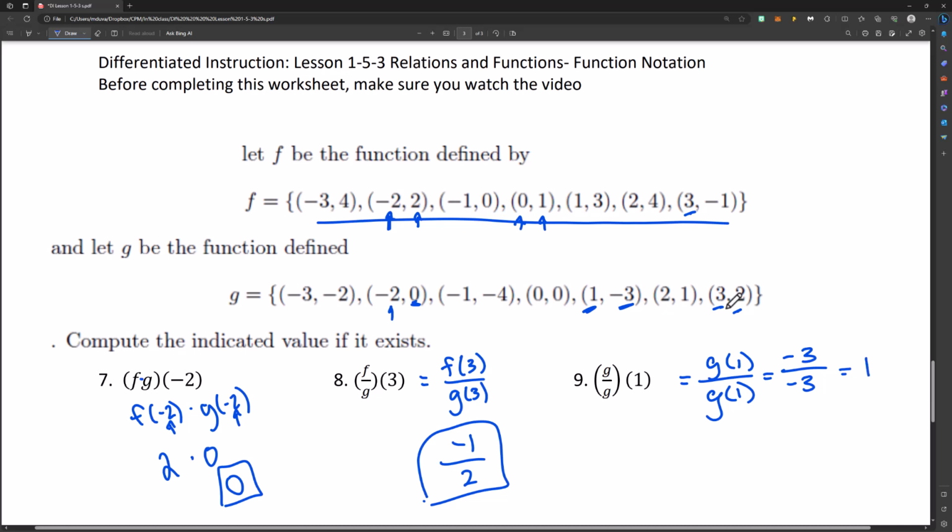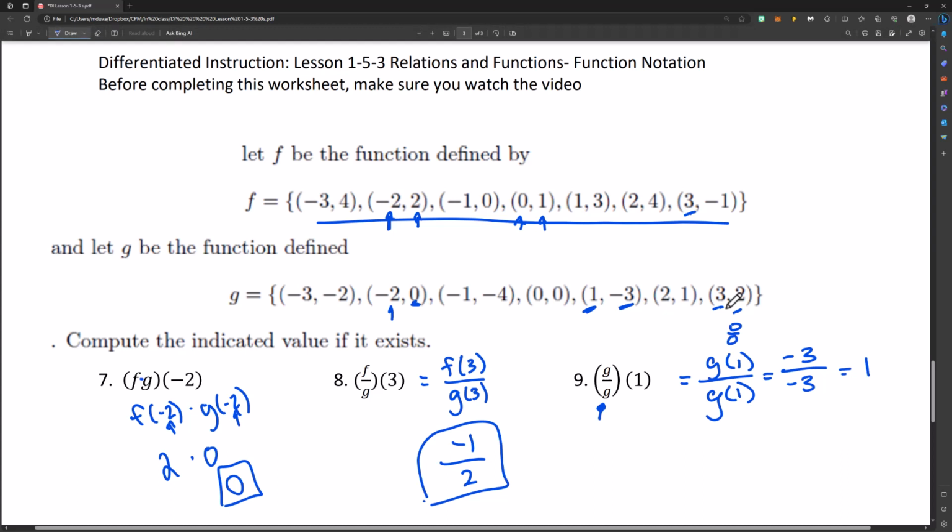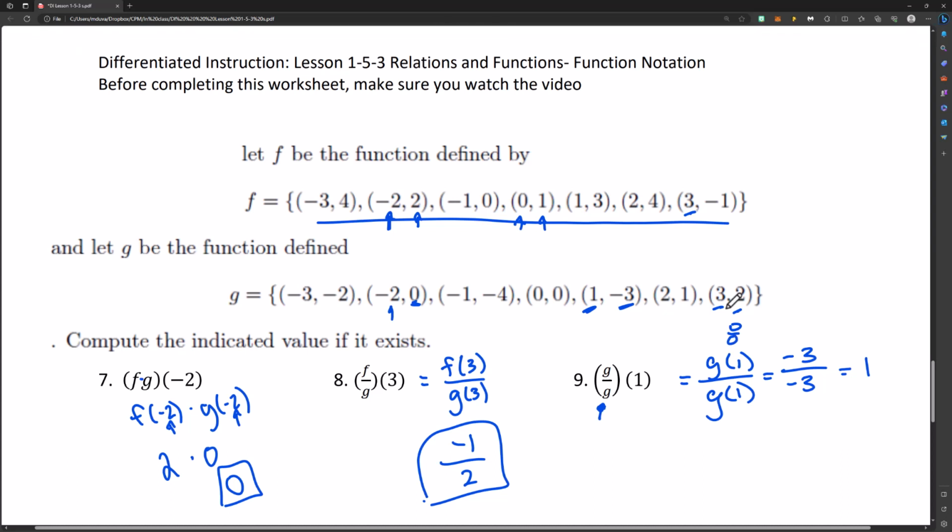Now we do have to be a little careful when it comes to these, because what if, hypothetically, this was 0 over 0? That would be undefined. So don't just assume if they're the same top and bottom it reduces into 1, because you might get that 0 over 0.